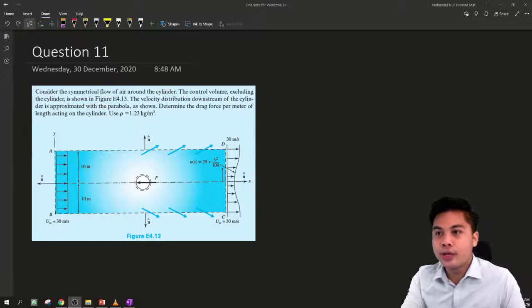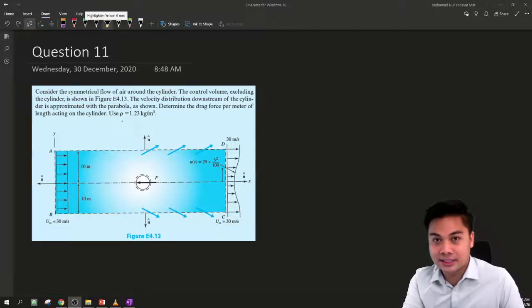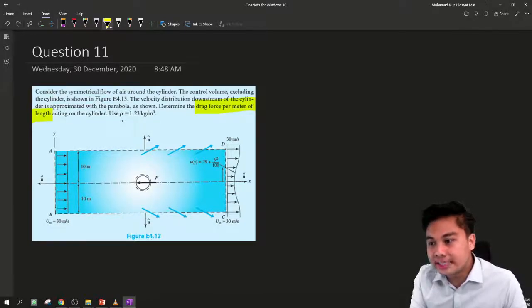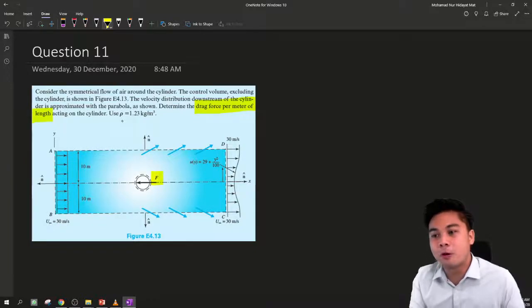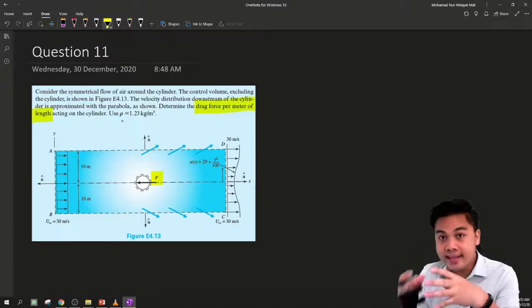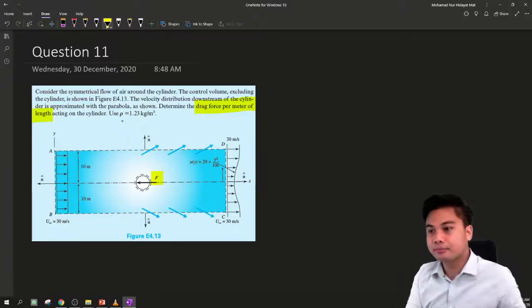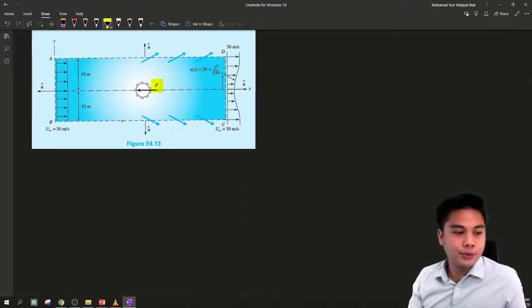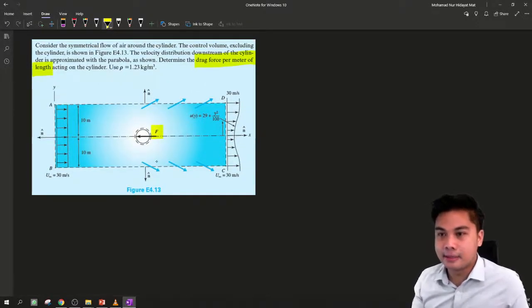So first, we need to analyze what the question asks. So determine the drag force per meter of length. So this is the drag force. Because of the flow, it will create the drag force. So the first step, what we're gonna do is we must analyze the flow.